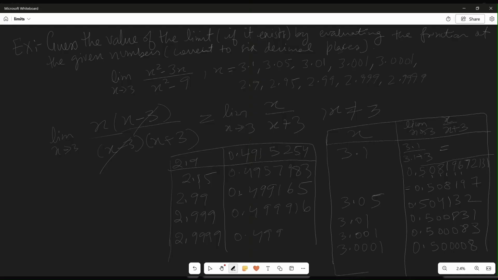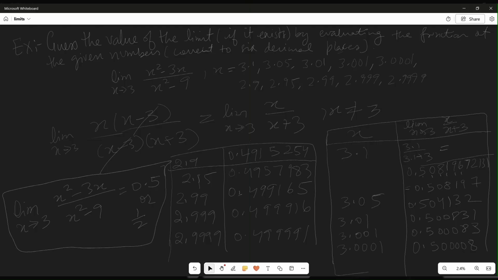And as you can already tell, the limit for this function as x approaches 3 seems to be 0.5, right? So the final answer is the limit as x approaches 3 of the function x squared minus 3x over x squared minus 9 is equal to 0.5, or 1 over 2. And here is your answer.